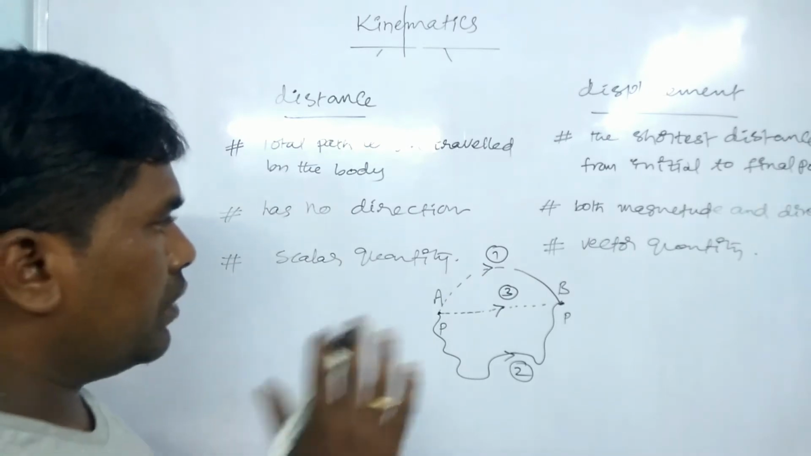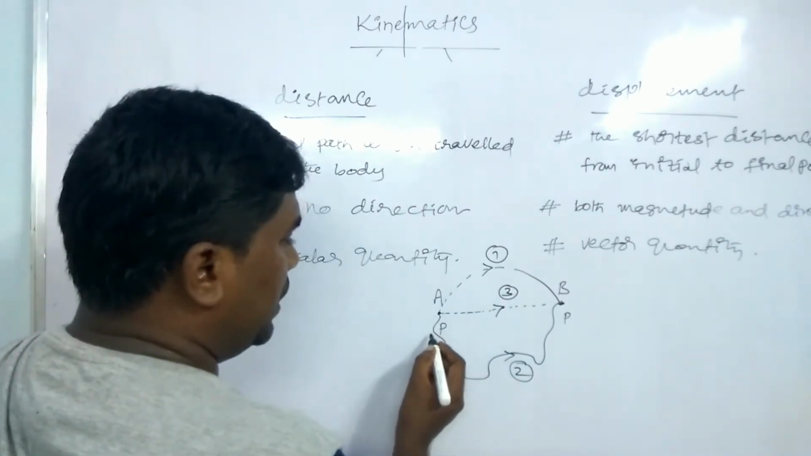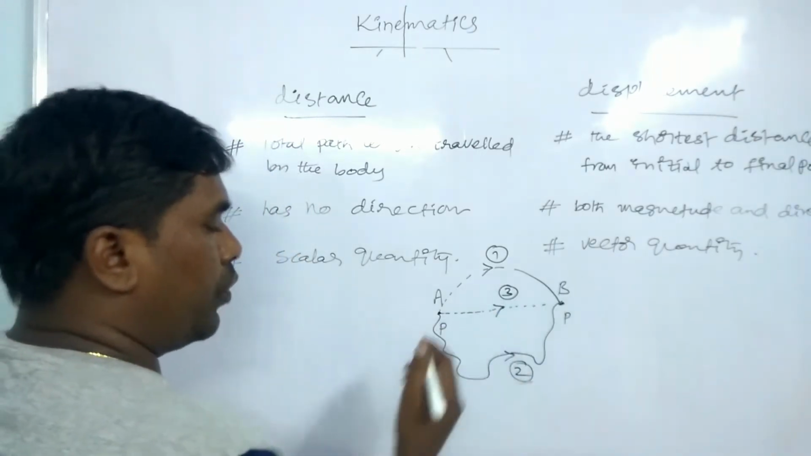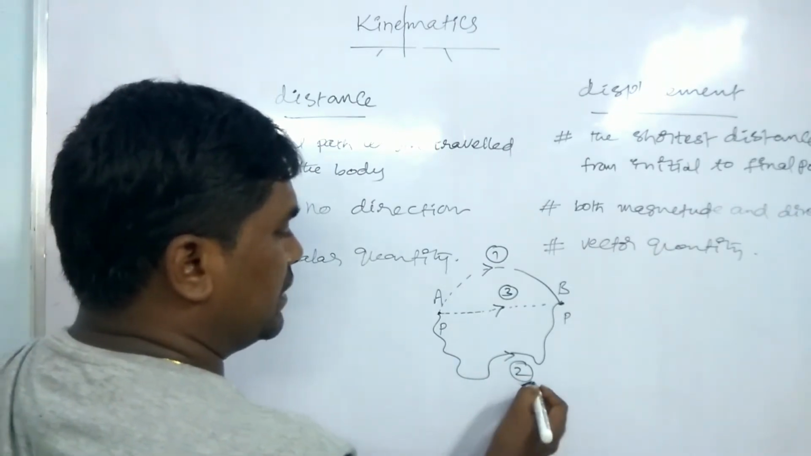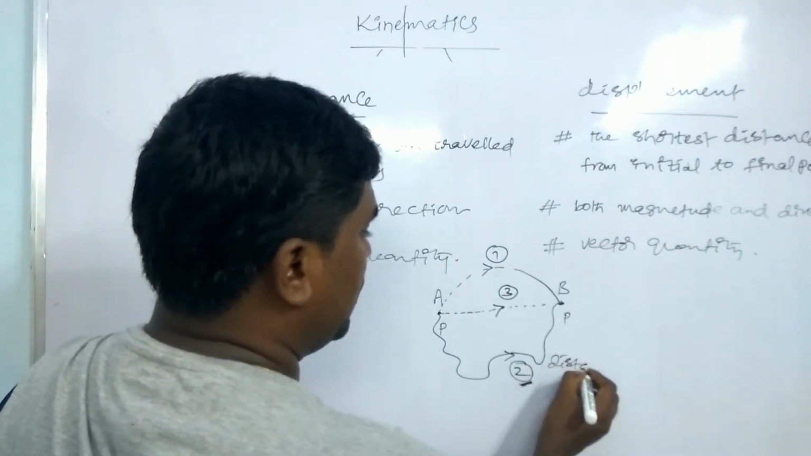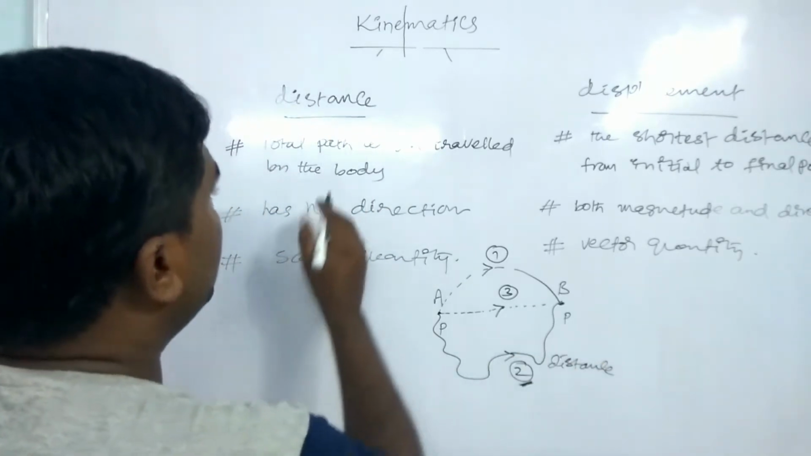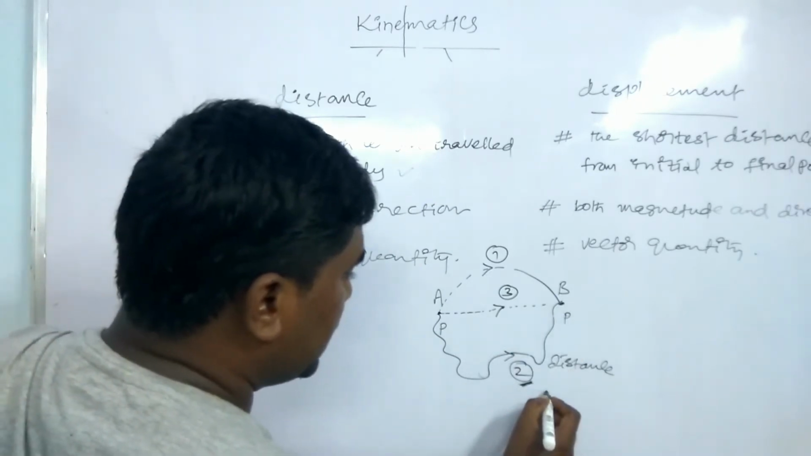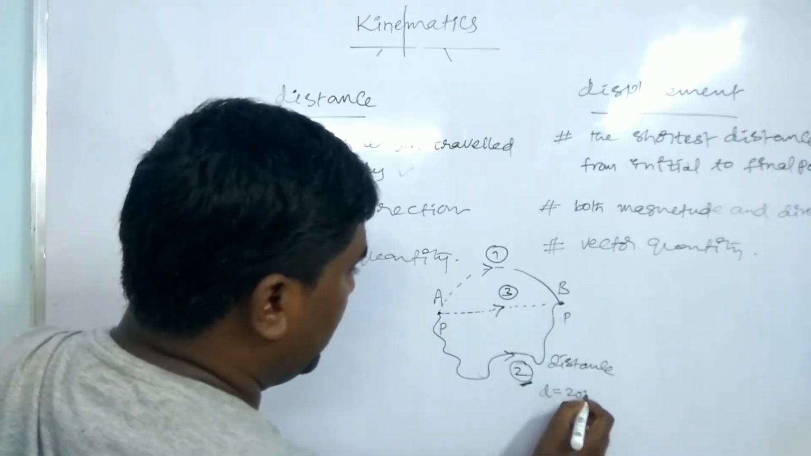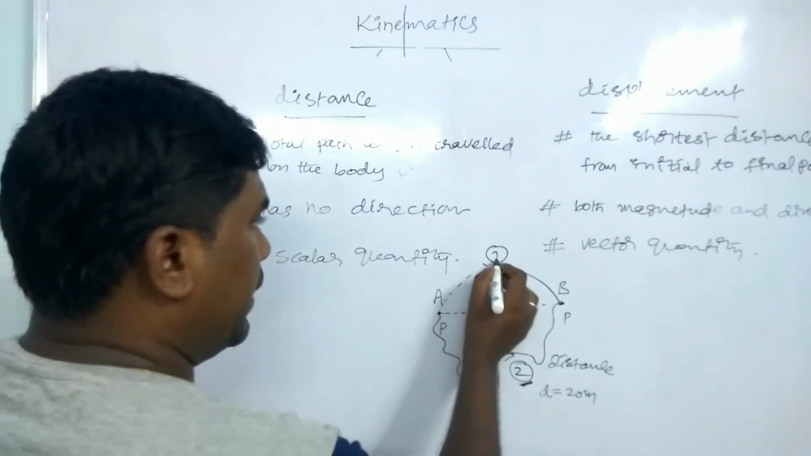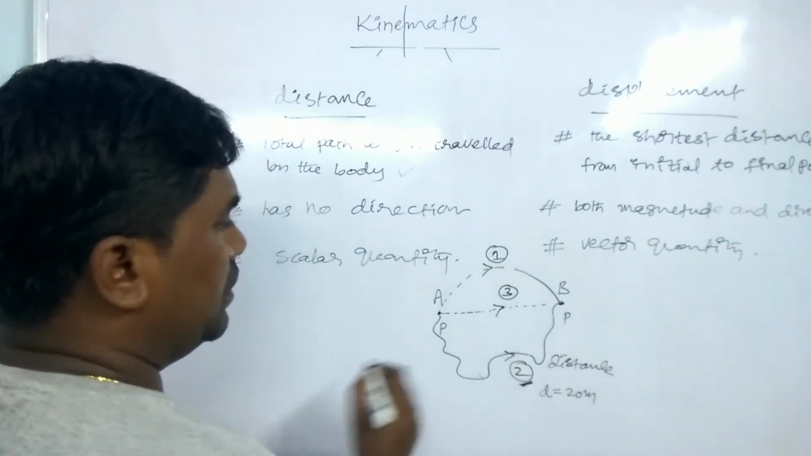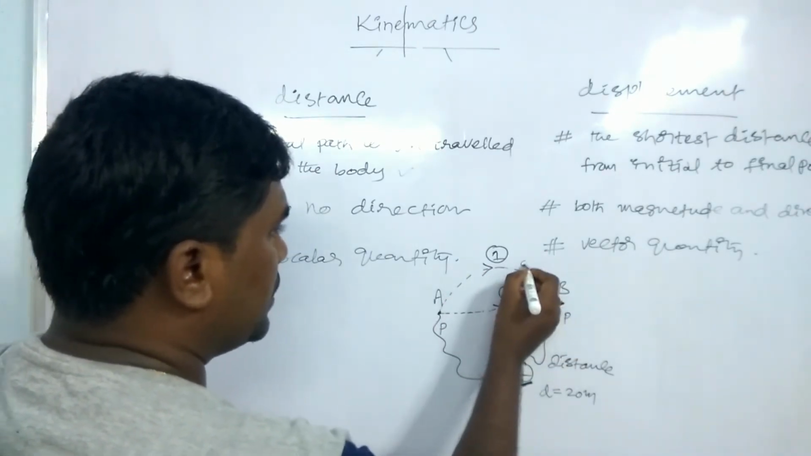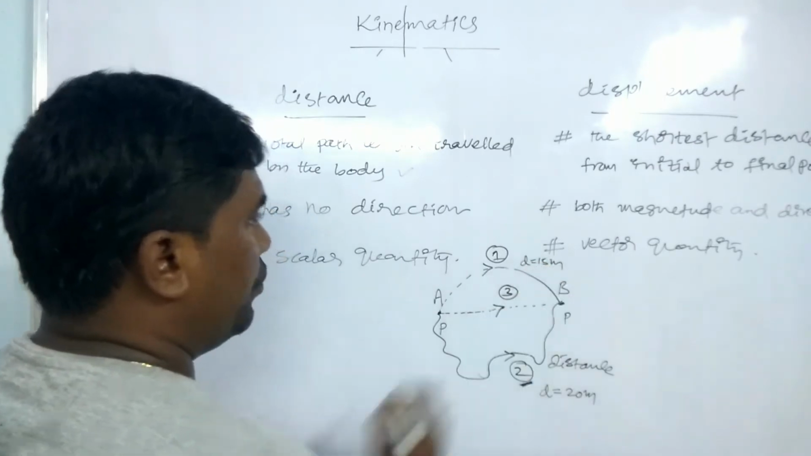Suppose the particle reaches point B along path 2. Then this is the distance, because the distance is equal to the path length traveled by the body. Maybe the distance is equal to 20 meters. Let it be 20 meters. And in case of the first path, the total distance covered by the particle, that is d, is equal to 15 meters.